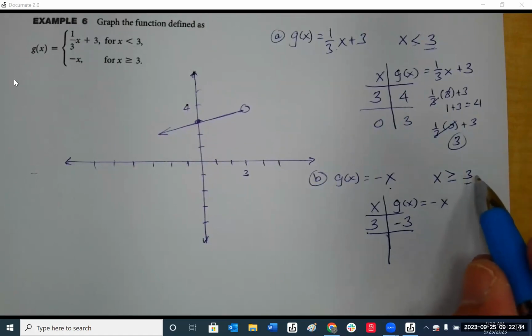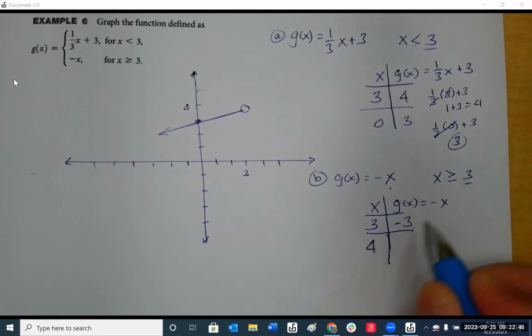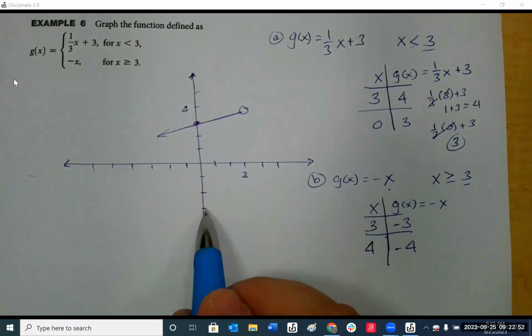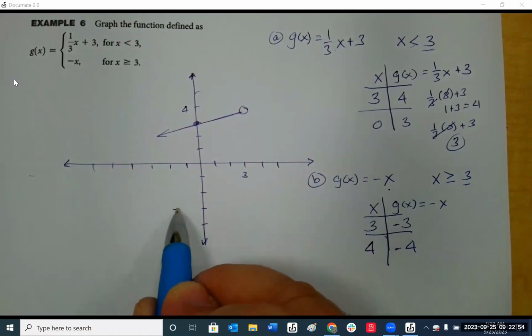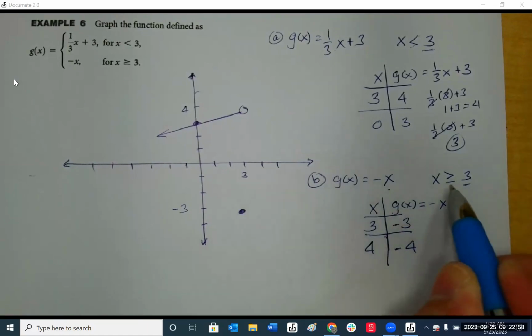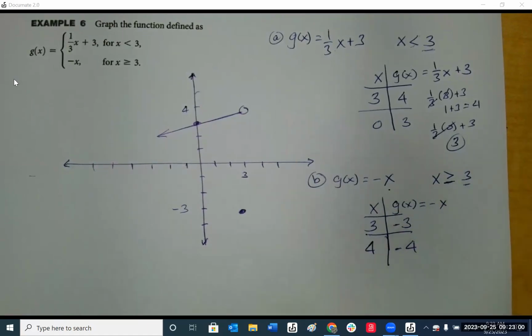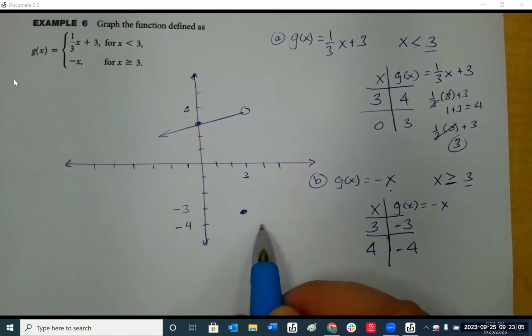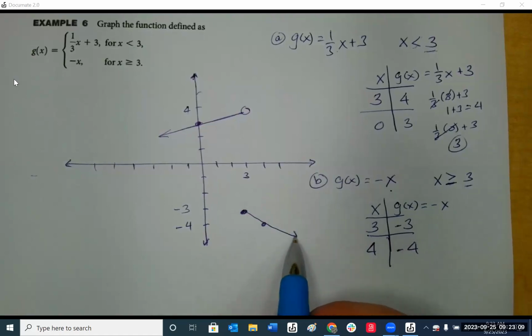Give me another number that's greater than 3. 4. If I plug it in there, I get negative 4. So at 3, I get negative 3. It's a solid dot because I have an equality. And at 4, I got negative 4. So there's that graph.